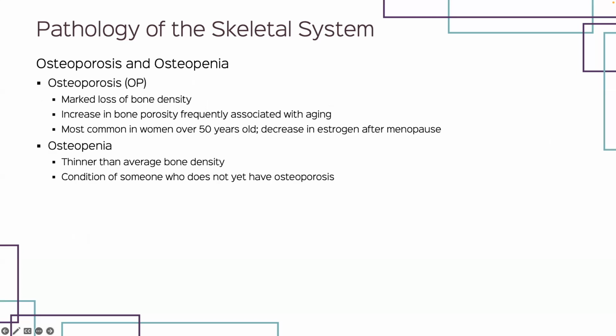And then osteoporosis and osteopenia. Osteoporosis is going to be a marked loss of bone density, whereas osteopenia is thinner bone density, versus it being there and then we've lost it. Osteopenia is just going to be it's been there and it's always been lower than average.